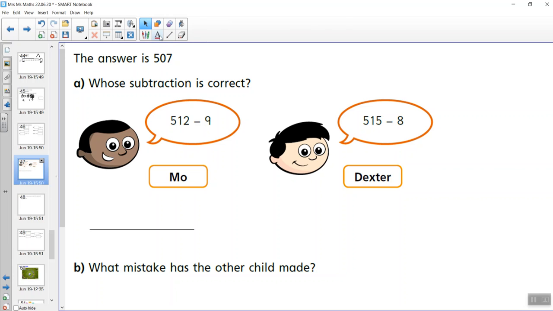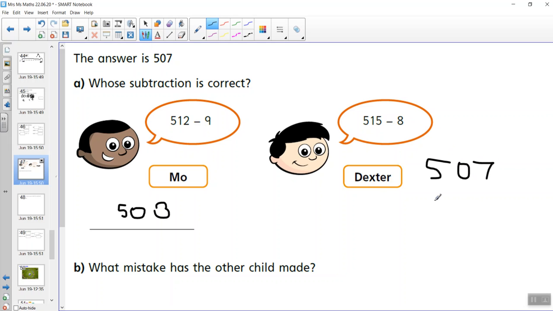Okay, so if we take 9 away from 512, that's going to leave us 503. If I take 8 away from 515, it's going to leave us 507. So Dexter is correct, and I think that Mo has not completed the exchange there. He's done 2 take away 9 is 7, and that's not right.